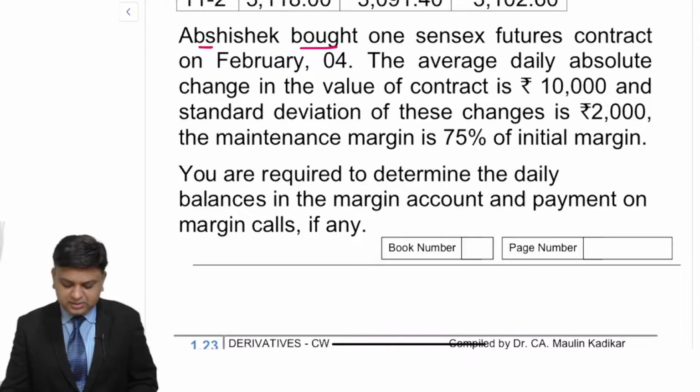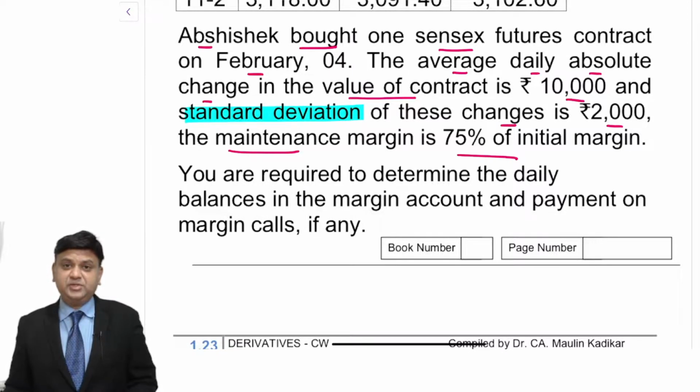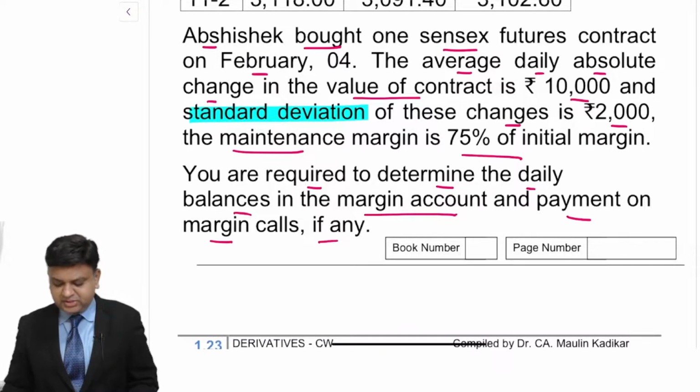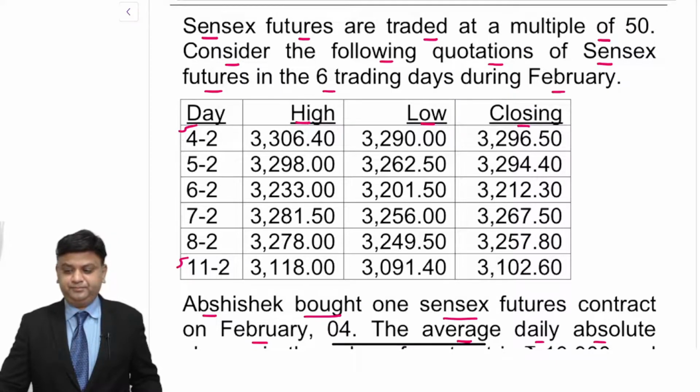Abhishek bought, that is purchased, one Sensex futures contract on 4th of February. The average daily absolute change in the value of the contract is 10,000 and standard deviation of these changes is rupees 2,000. Maintenance margin is 75% of initial margin. You are required to determine the daily balances in the margin account and the payment on margin calls, if any. That is the question. Please go through the question, all of you.